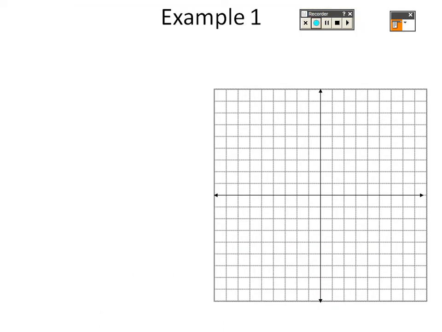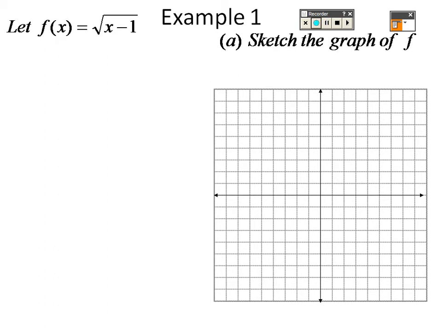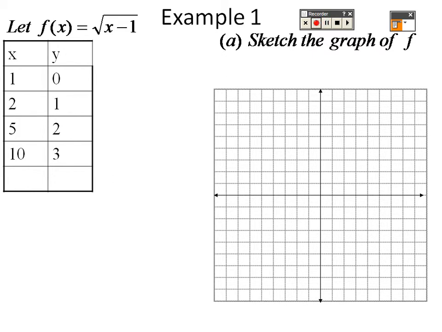So example 1, to graph that, just sketch it. Pull out the graphing calculator and plug it in. Here's the points, right? If you plug them in, you can check. 1 gives you 0, 2 gives you 1, 5 gives you 2, 10 gives you 3. 1, 0 is right there. 2, 1 is right there. 5, 2 we get over there, and 10, 3 is way out there, and we have it graphed. So there, I have it sketched.